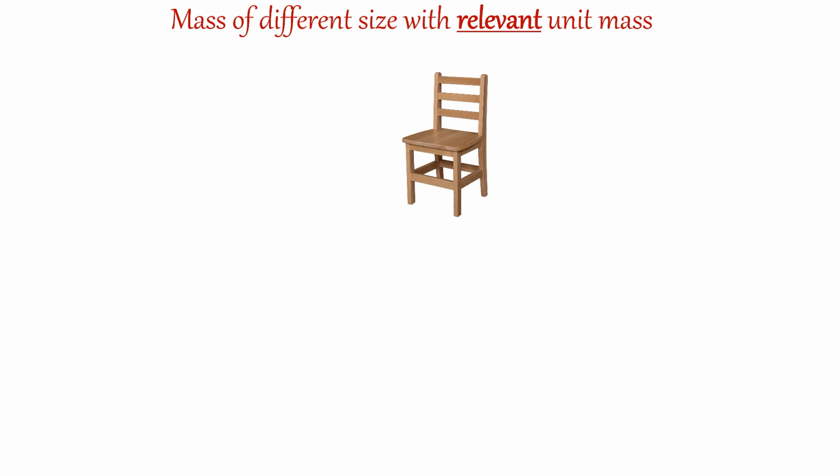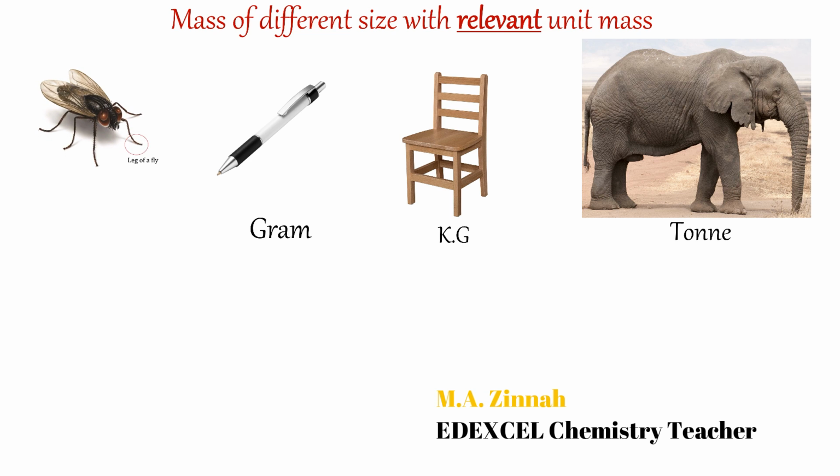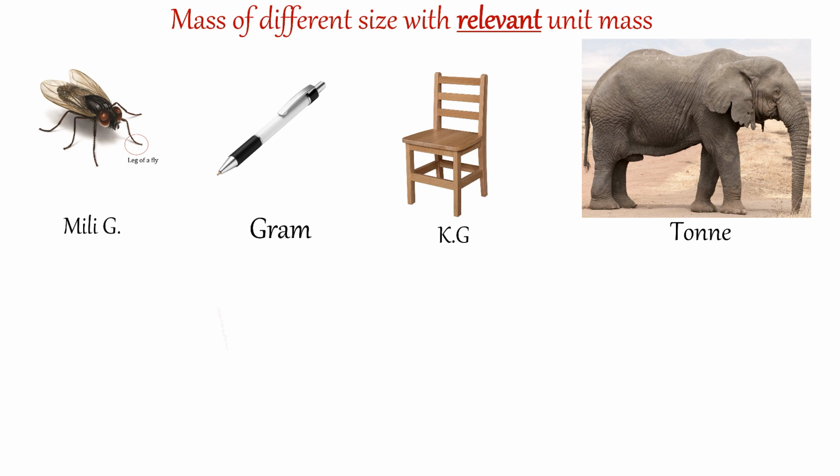Mass of different sizes with relevant unit masses. If this is a chair, then we better measure its mass in kg. If this is a small pen, then we think of measuring its mass not in kg. Better is gram. If this is a big one, then ton could be more suitable. For the very small one, suppose this is a fly, then milligram is better.